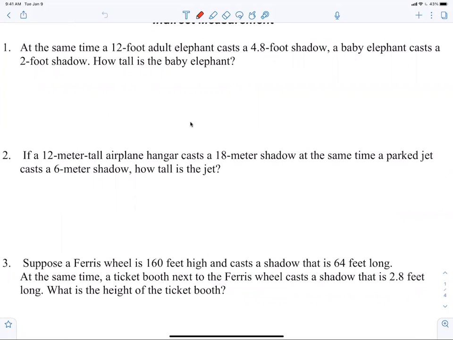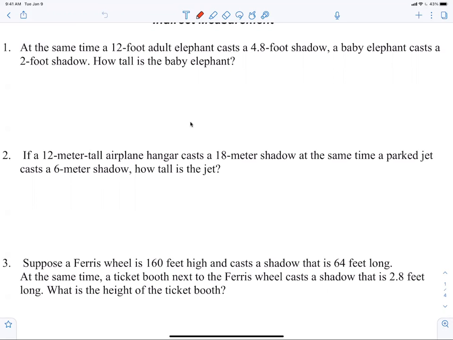A 12-foot adult elephant casts a 4.8-foot shadow. A baby elephant casts a 2-foot shadow. How tall is a baby elephant? Again, simple, simple. Thank you. That was perfect. All right, now make me a proportion, please. So I could say 12 over 4.8.